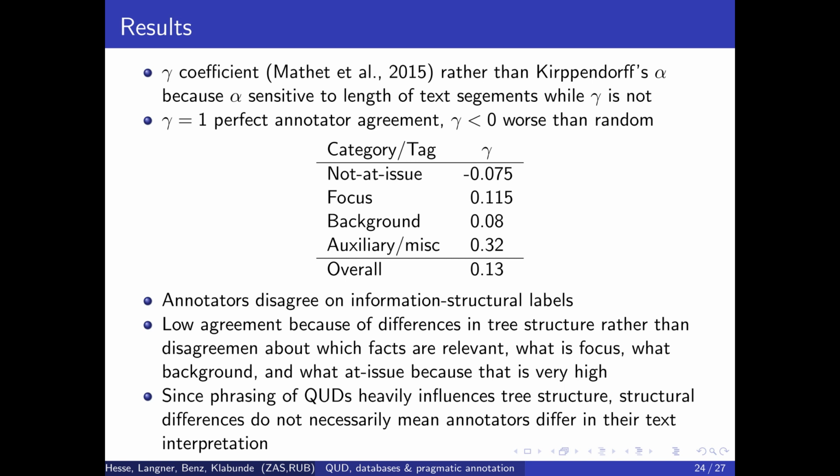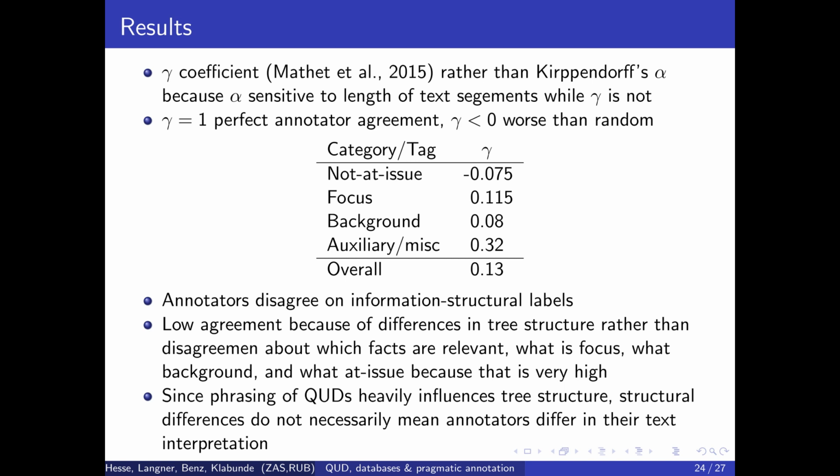A gamma of 1 means annotators are in perfect agreement about the structures. Gamma below 0 means the annotator agreement is worse than if labels were just assigned randomly. And what we see is annotators disagree on information structural labels. We think this low agreement comes from differences in tree structure rather than disagreement about which facts are relevant.